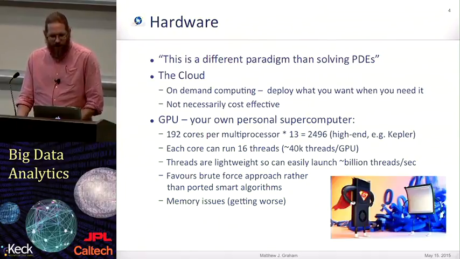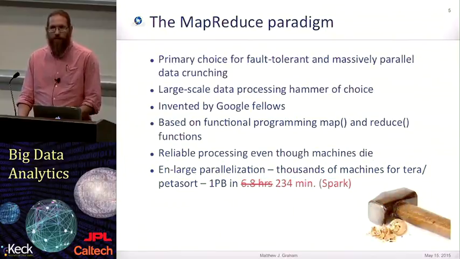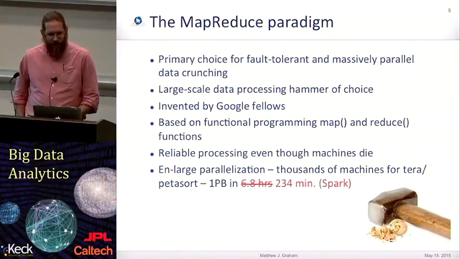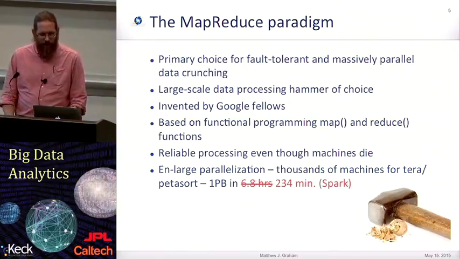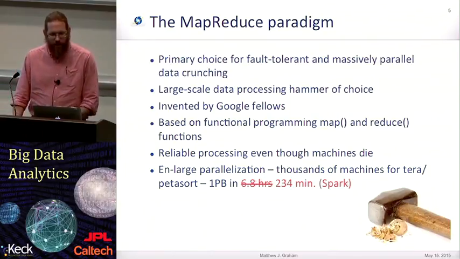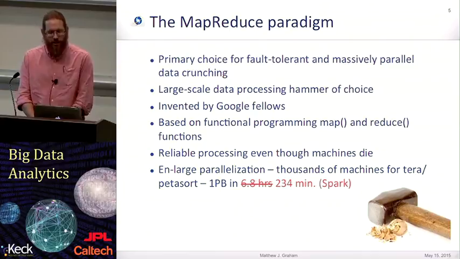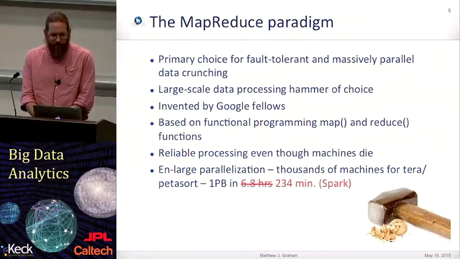So let's go back to this way of working with embarrassingly parallelizable jobs. This is the MapReduce paradigm. It came out of Google. It's really still the primary choice for fault-tolerant, massively parallel data crunching. If you have to do large-scale processing or analysis of any data, it's really the sledgehammer that you want to use to crack your nuts.